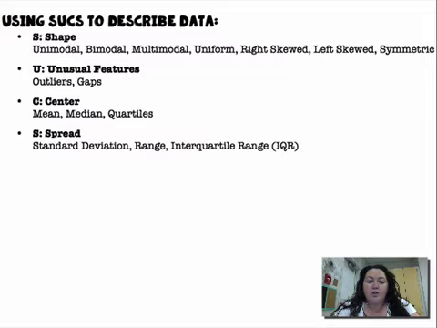Unusual features is the U. Those can be outliers or gaps. C is for center. Your center will either be your mean, median, and quartile. So those are things you can use to describe the center. And then the spread, you could use the standard deviation, the range, or the interquartile range. Okay, and there's certain times when you would use one over the other.